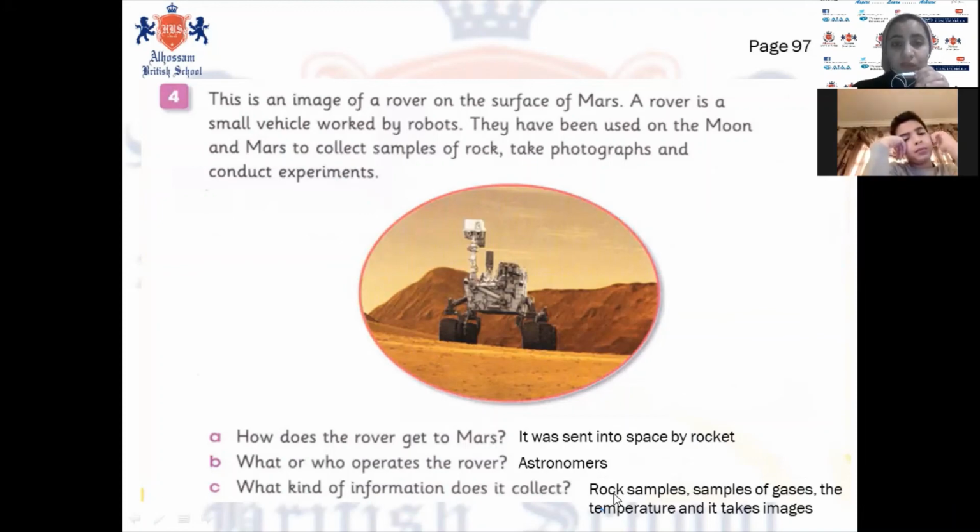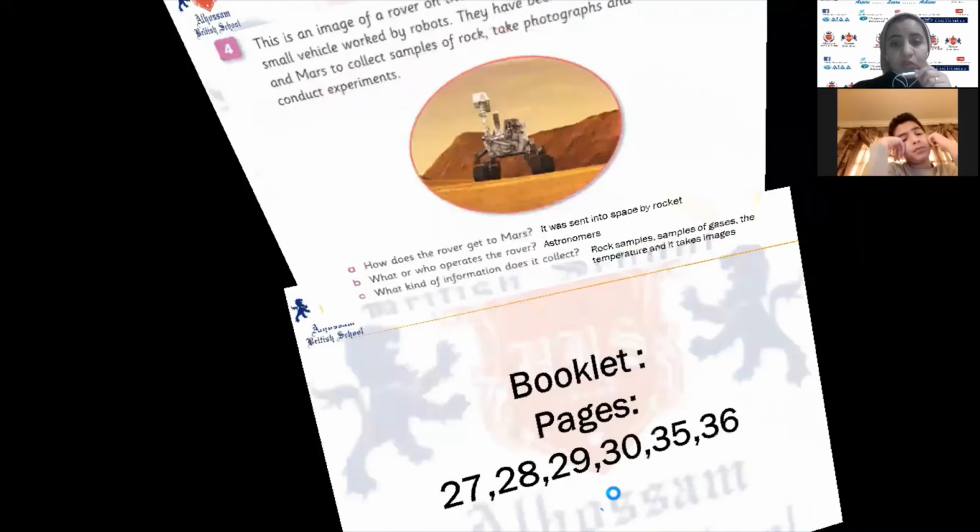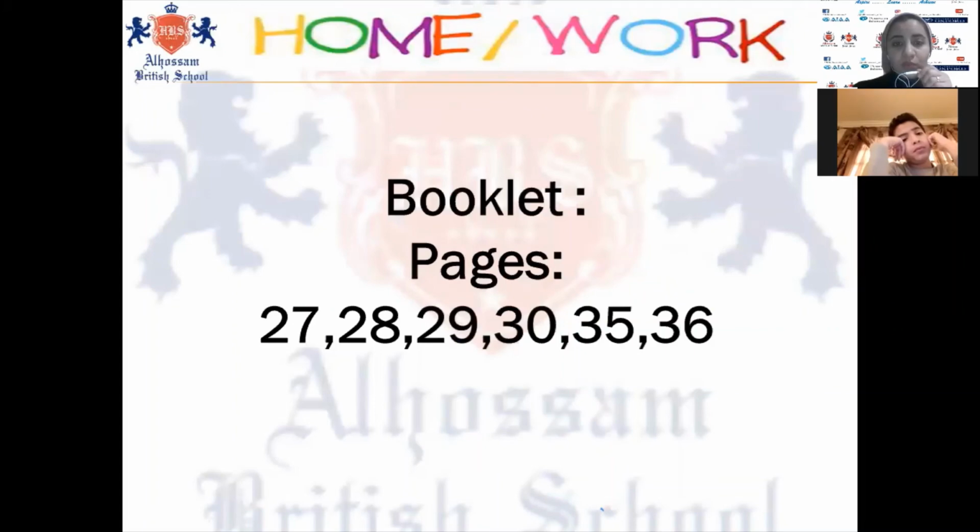So we have now solved all the questions inside the activity book, and the end of the unit questions in the experience book. Your homework inside the booklet is 27, 28, 29, 30, 35, 36. Okay? Until next Sunday. You have 1 week.